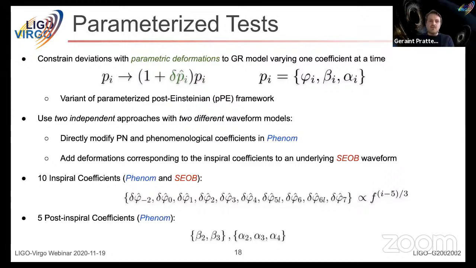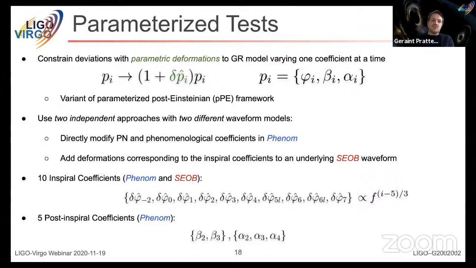So these P parameters are our various coefficients, and they're exactly the coefficients I just introduced. The phi's in the inspiral, the beta's in the intermediate regime, and the alpha's in the merger ringdown. If you're familiar with the literature, this is just a variant of the parameterized post-Einsteinian framework, so it probably sounds quite familiar to some of you.